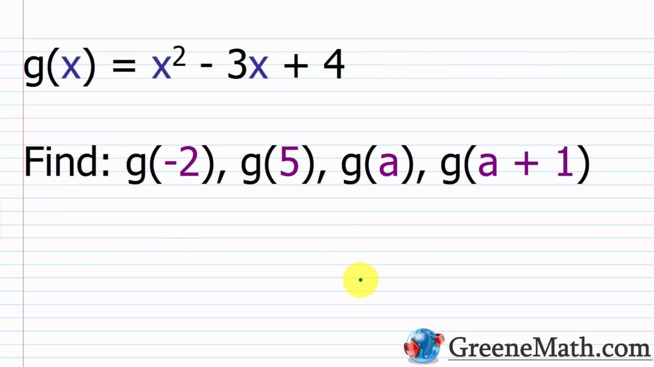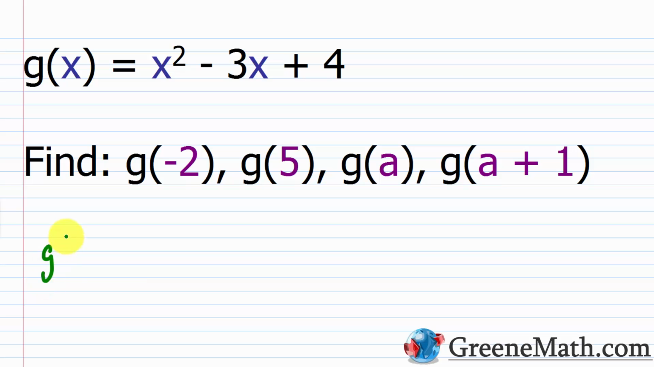All right, let's look at an example with our quadratic function. So instead of y, we have g of x now, and this equals x squared minus 3x plus 4. So again, all I did was replace y with g of x. So if I want to find g of negative 2, g of 5, g of a, and g of a plus 1, all I'm doing when you get this type of example is plugging in for the independent variable what you're given inside of those parentheses.